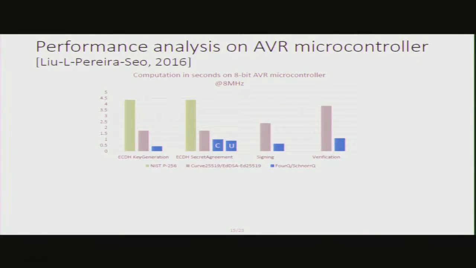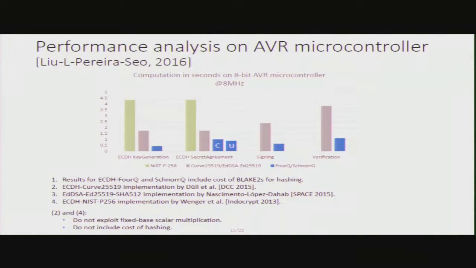These are in terms of seconds on this 8-bit AVR microcontroller. These are more details about the implementations that are compared. Basically, one thing that I want to point out is that you can see here a very, very huge speed up in the case of key generation. That's because the state-of-the-art implementations of these other curves don't support fixed-base scalar multiplication. So that shows how much improvement you can get if you exploit pre-computed tables, as we do.